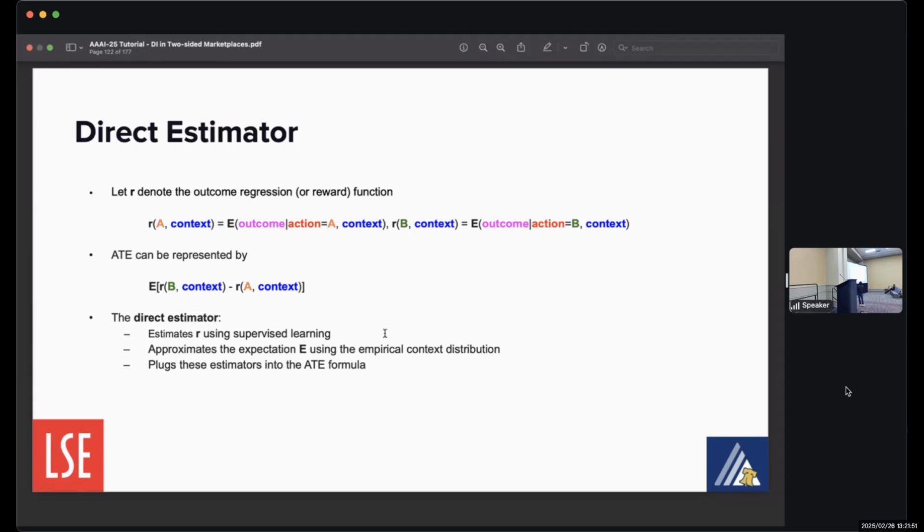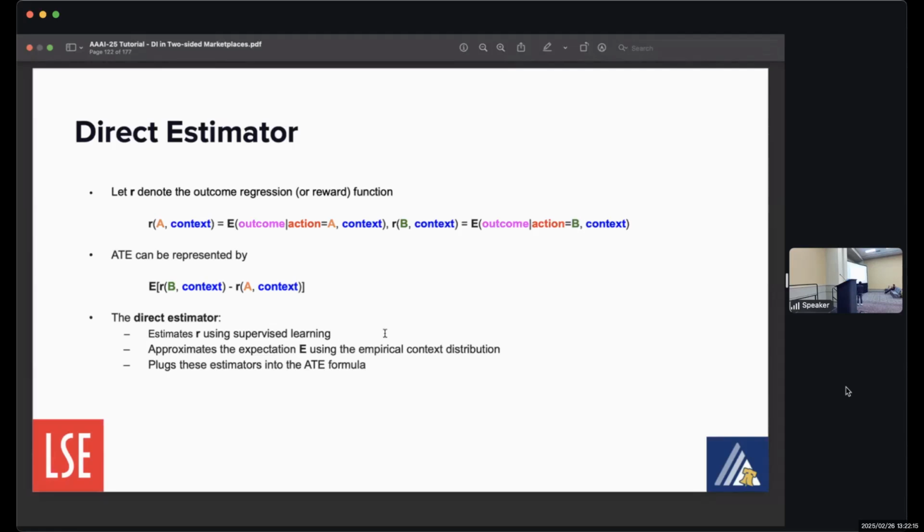Basically, it's a difference between the two reward functions, and here the expectation is taken with respect to the contextual variables. Based on this formula, it motivates the direct estimator.